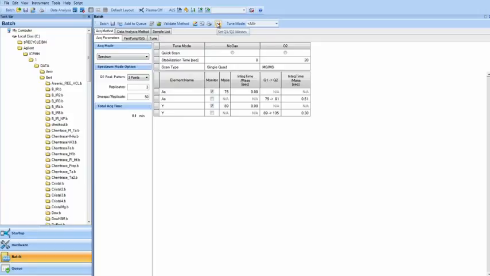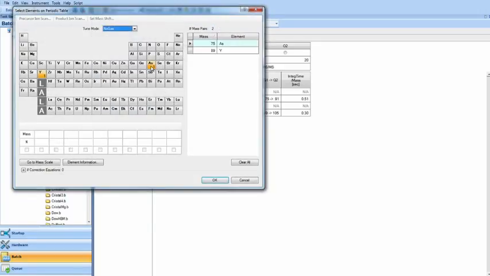To select a mass, we can just go to the periodic table here and left-click arsenic, and the default mass comes up. To remove a mass, we right-click.